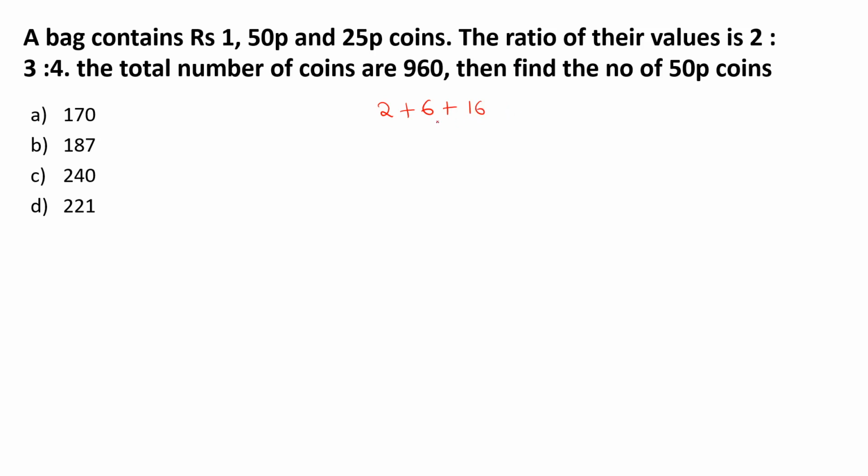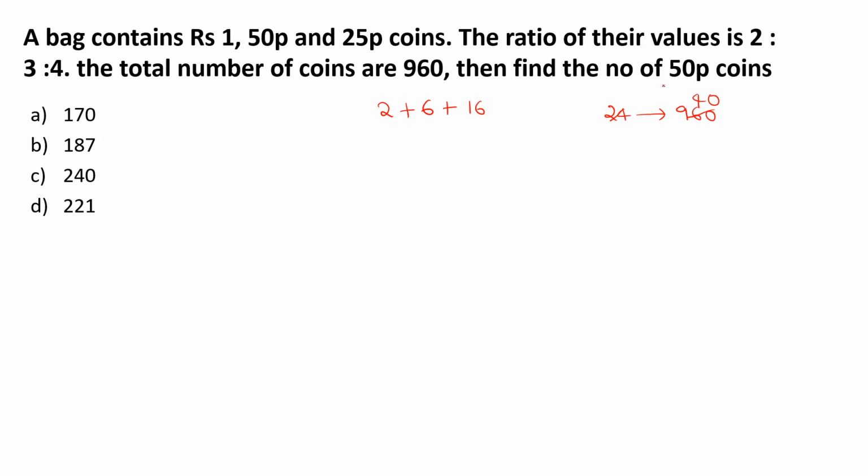According to what we assumed, the number of coins is 24, but the actual number of coins given in the question is 960. That is 40 times more than what we assumed. The actual number of coins, 960, is 40 times more than what we assumed.